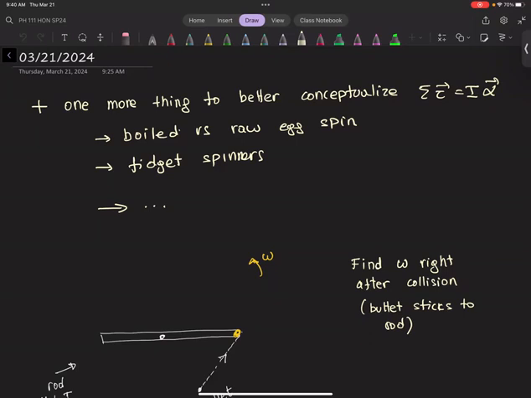One thing I just noticed on my notes, in an effort to better conceptualize Newton's law of motion for rigid spinning objects: sigma of torque equals moment of inertia times the angular acceleration. I gave you two examples. I gave you the example of a boiled versus raw egg, which hopefully you have found out that the boiled egg spins faster. And the reason is that the raw egg, the yolk, is fluid.